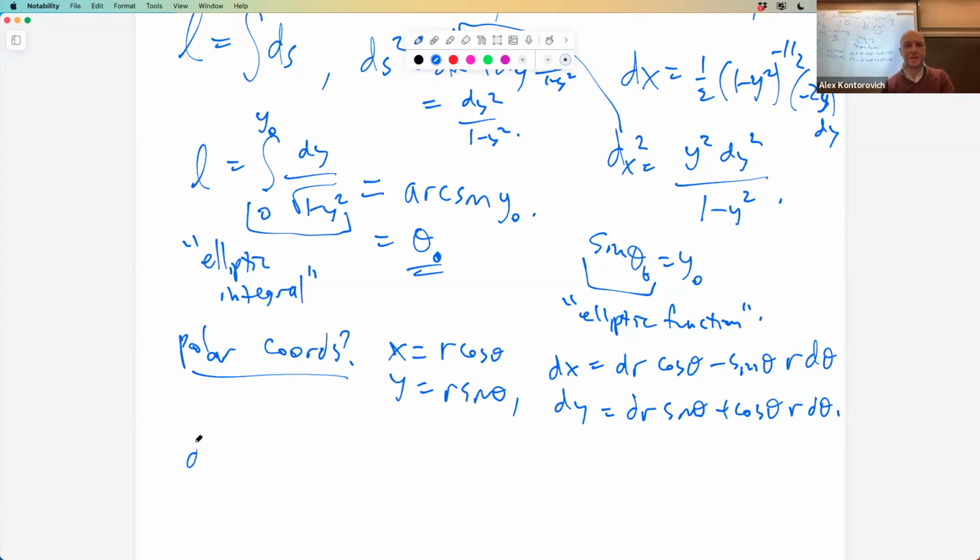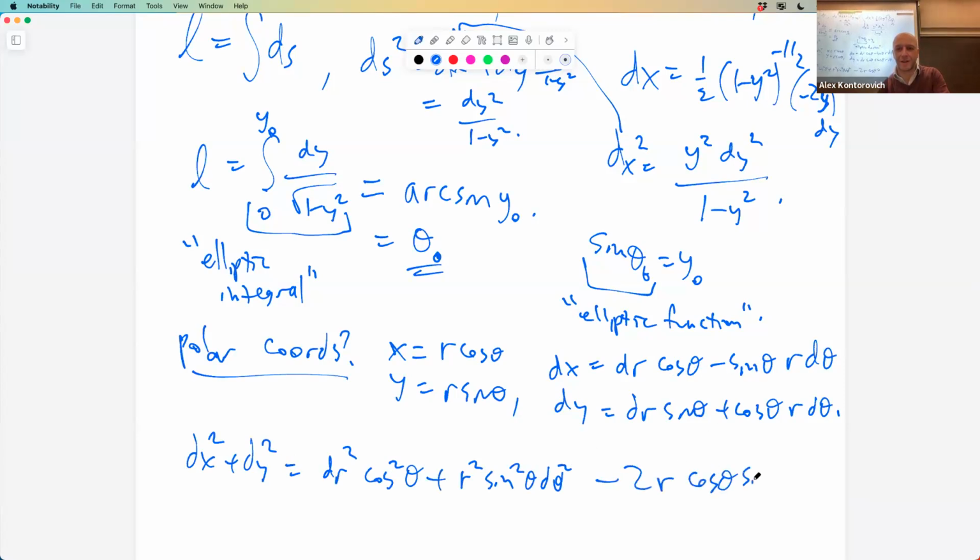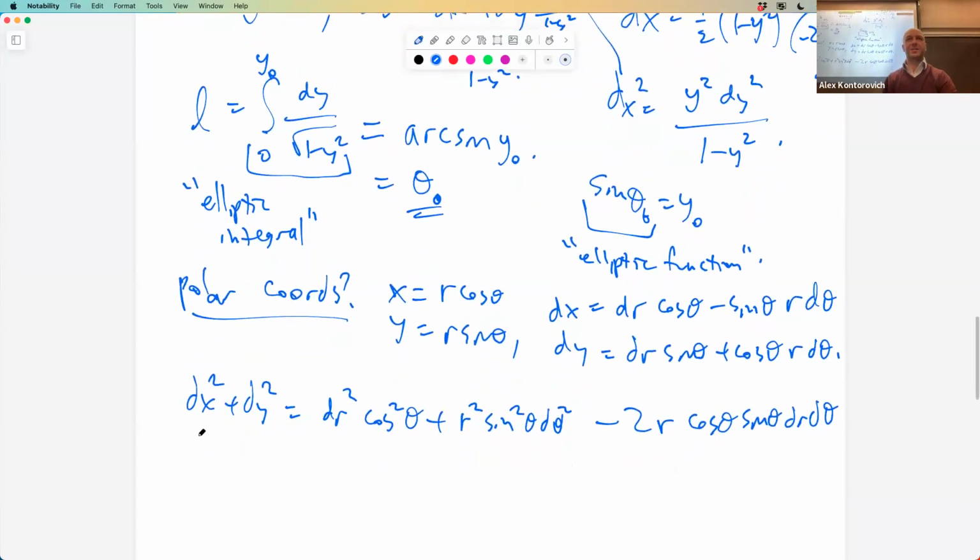Okay, so what is dx squared plus dy squared? This isn't so hard. For dx squared I get dr squared cosine squared theta, plus r squared sine squared theta d theta squared, and then the cross term is minus 2r cosine theta sine theta dr d theta. That's just squaring dx. Did everybody get that? Am I doing this too fast? Or too slow, maybe.